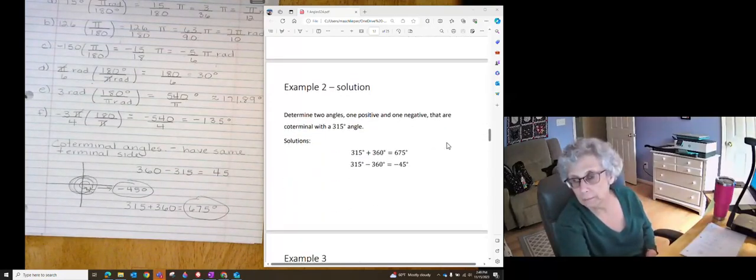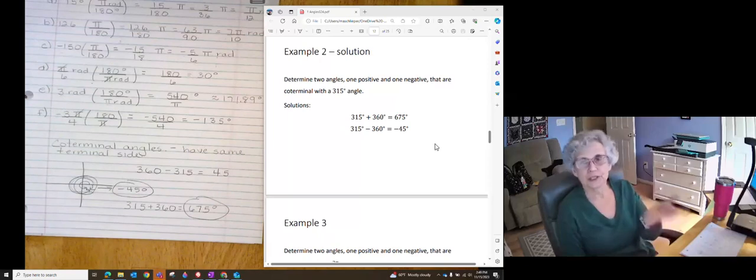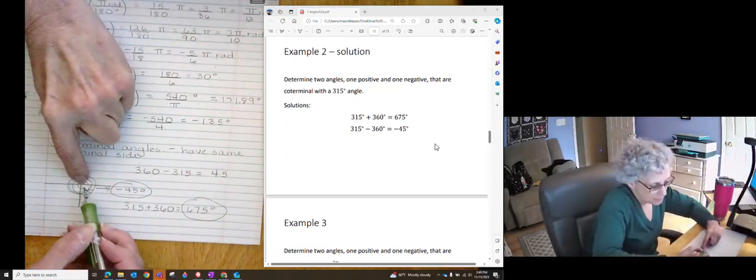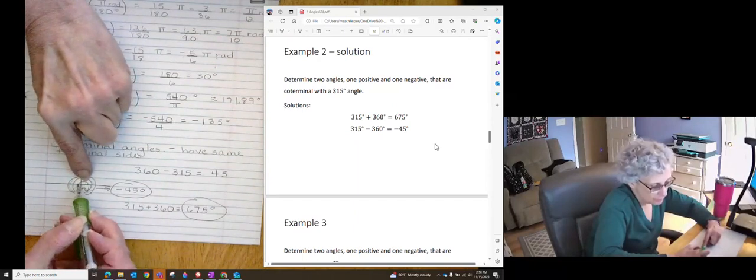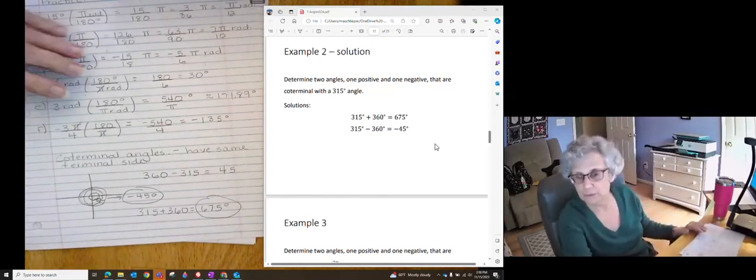So here we go. And that's the way I put the solution. I did 315 minus 360. So you imagine starting here and then moving back this way, which brings us to the negative 45.